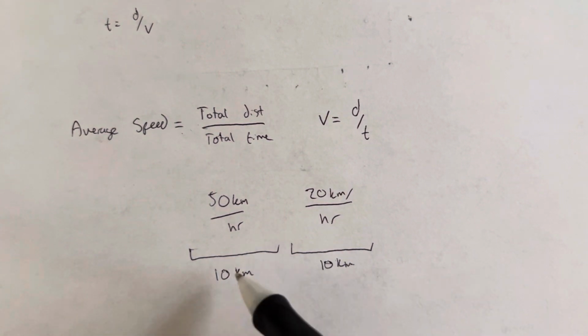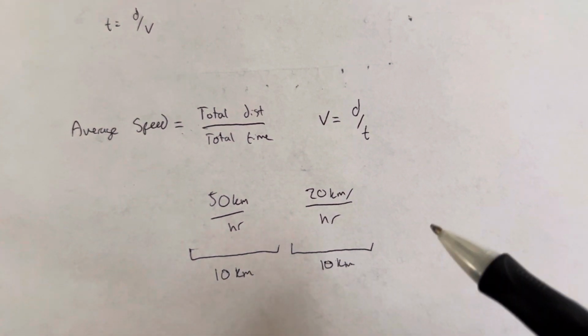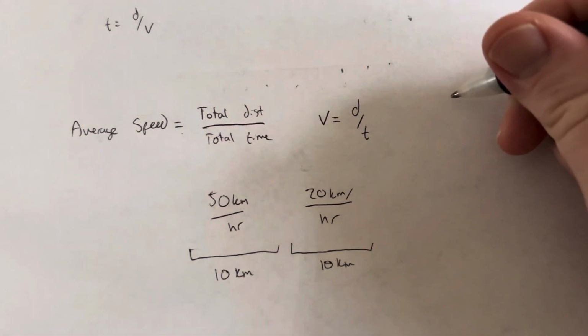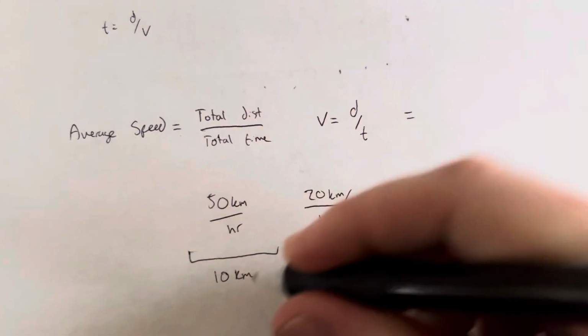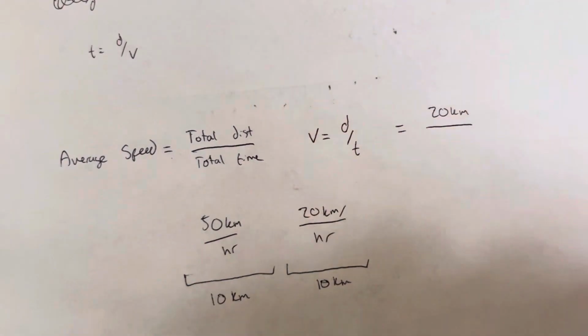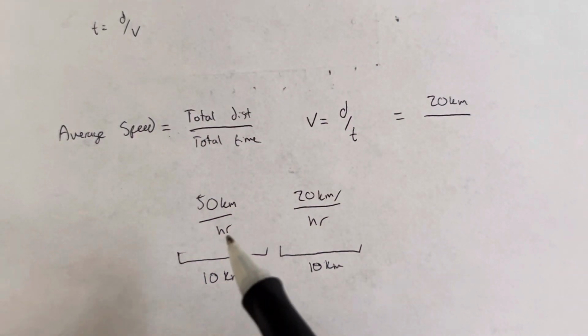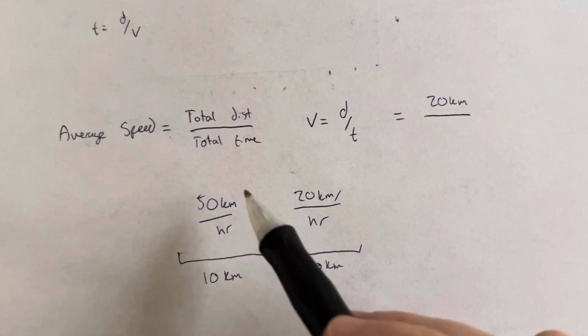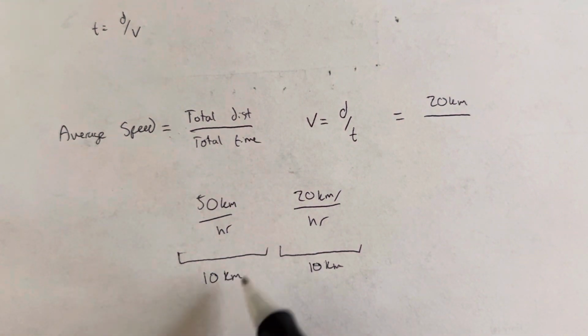Total distance is pretty easy. We have two equal 10 kilometer chunks. So distance equals 10 plus 10, 20. Right. Time is a little bit trickier, though. They actually don't give us the time, but they do give us the speeds and the distance that we covered.